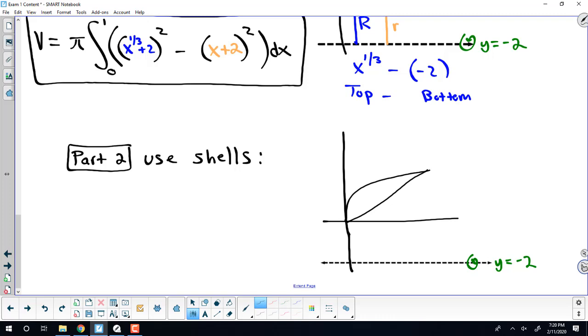The shell method formula changes, the setup kind of changes. Shells are parallel to the axis of revolution. We're integrating then with respect to y. And again, the length of your rectangles for the shell method is always the height of the shells. The radius is different here because the radius, again, is the distance from your rectangle to the axis of revolution.